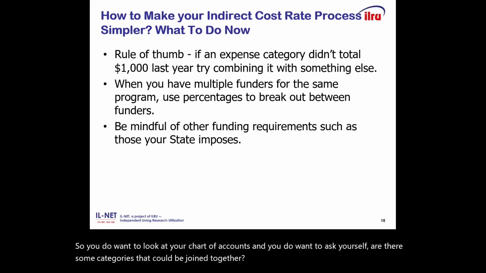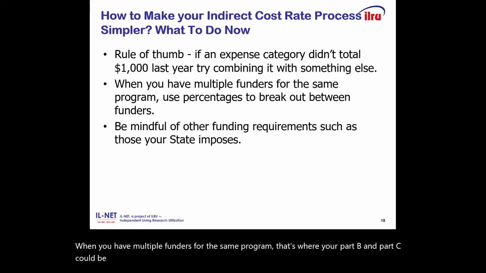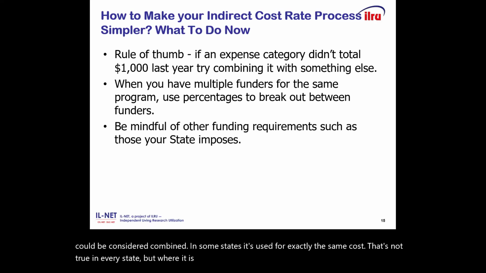When you have multiple funders for the same program, that's where your Part B and Part C could be considered combined. In some states, it's used for exactly the same cost. That's not true in every state, but where it is true, then your Part B and your Part C could be combined as you look at this, and then split out. You know, if Part C is 75% and Part B is 25% of a total, then you split it out with that 75-25. I think maybe Stacy, did you have a question or a comment?